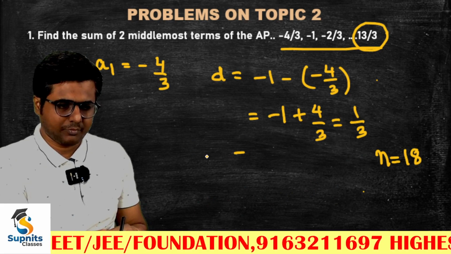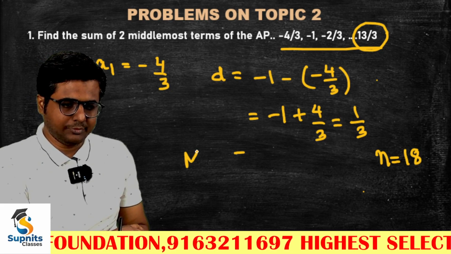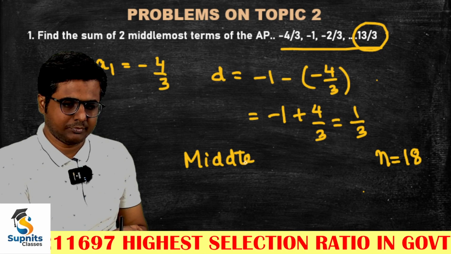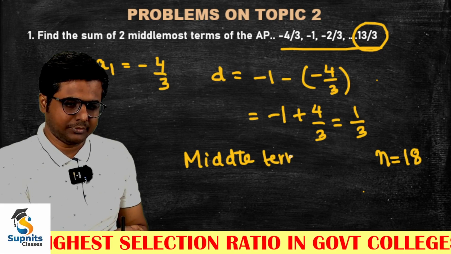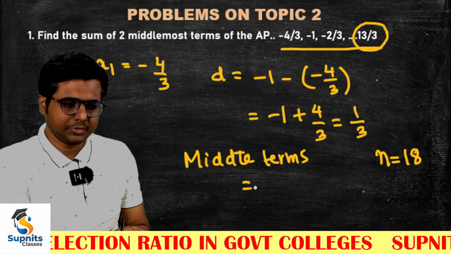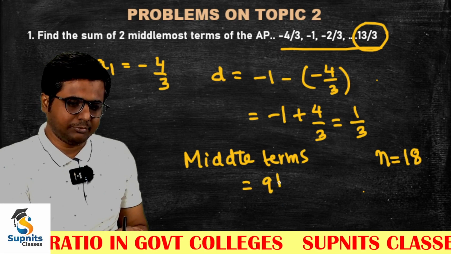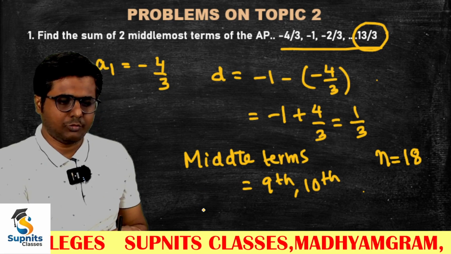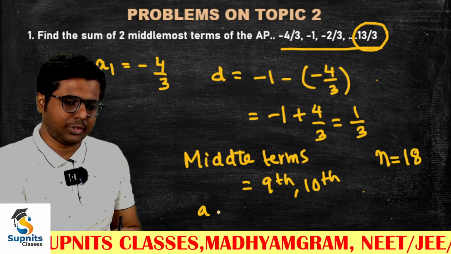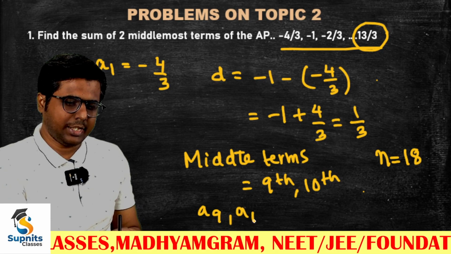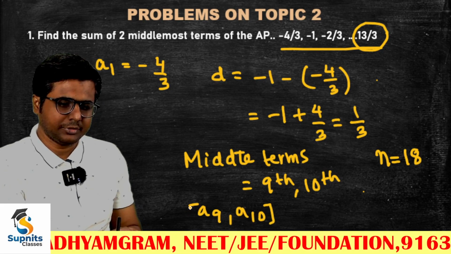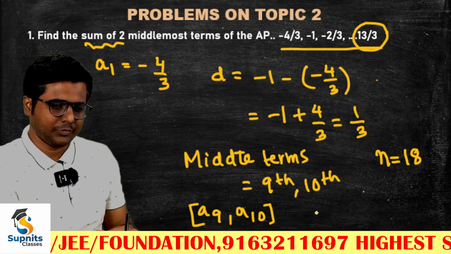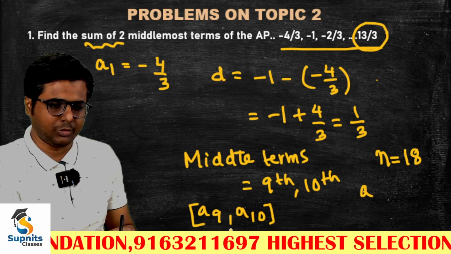So, middle terms will be the 9th term and the 10th term. So, what you have to do over here is find out A9 and A10. Then it has been asked to find the sum. So, first you find out A9 and A10.